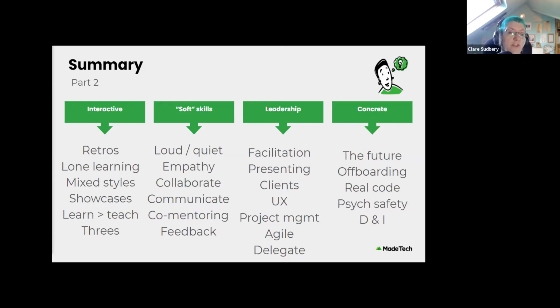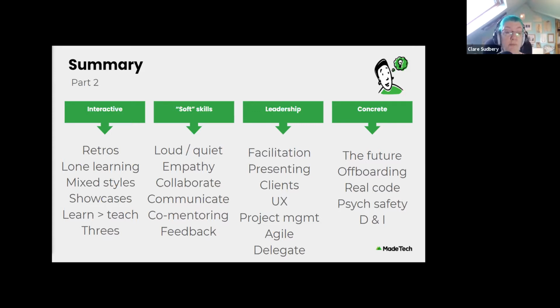We pay attention to soft skills. So for people who are dominant, we encourage them to pay attention to other people and take a little bit of a step back. For people who are less active, we encourage them to take a step forward. We encourage them to be empathetic towards one another and towards all of their colleagues. We encourage them to collaborate strongly with one another. We encourage them to build their communication skills, to mentor one another, and to be constantly giving and asking for feedback. We're trying to teach them leadership skills as well.